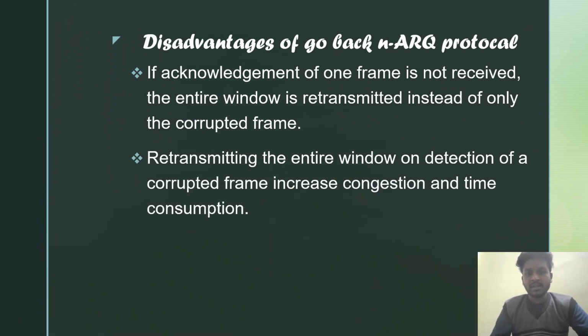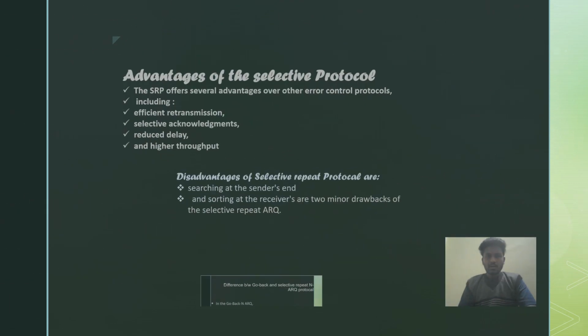Disadvantages of Go Back N ARQ protocol. If the acknowledgement of one frame is not received, the entire window is retransmitted instead of only the corrupted frame. Retransmitting the entire window on detection of a corrupted frame increases congestion and time consumption.